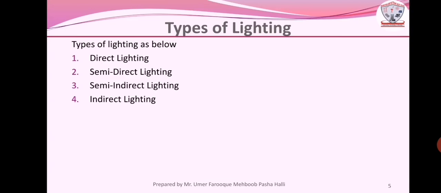Now we are discussing the types of lighting which are mostly used in every area. They are the types of lighting as below: direct lighting, semi direct lighting, semi indirect lighting, and the last one is indirect lighting.